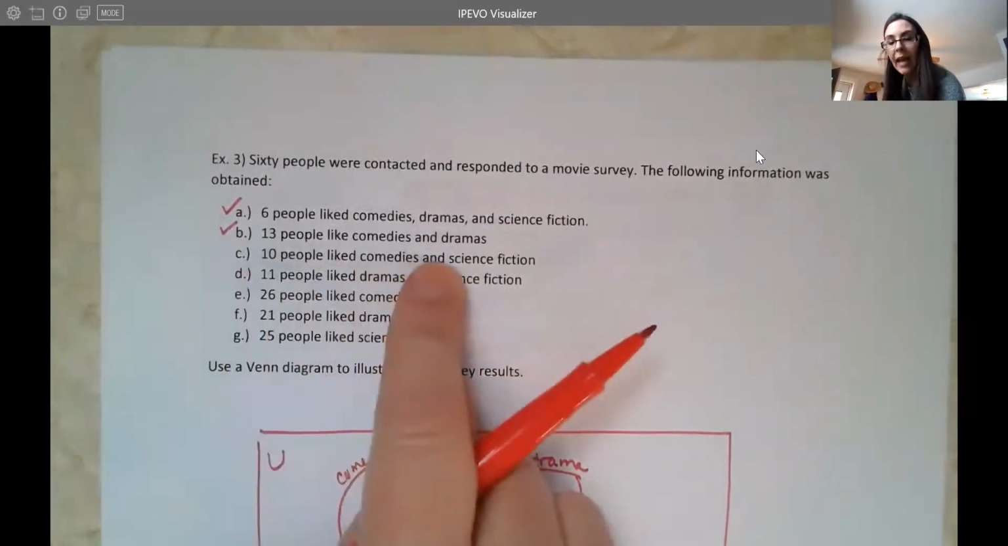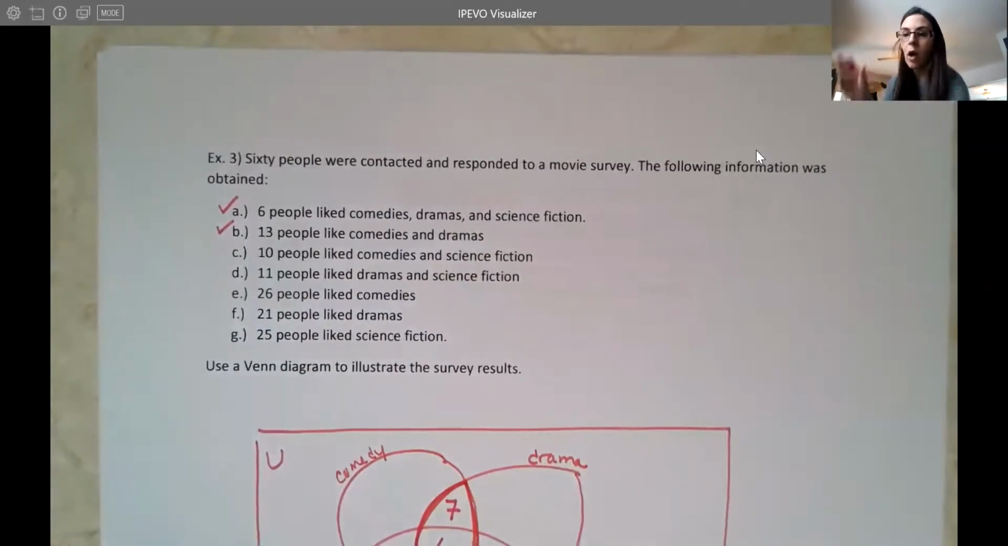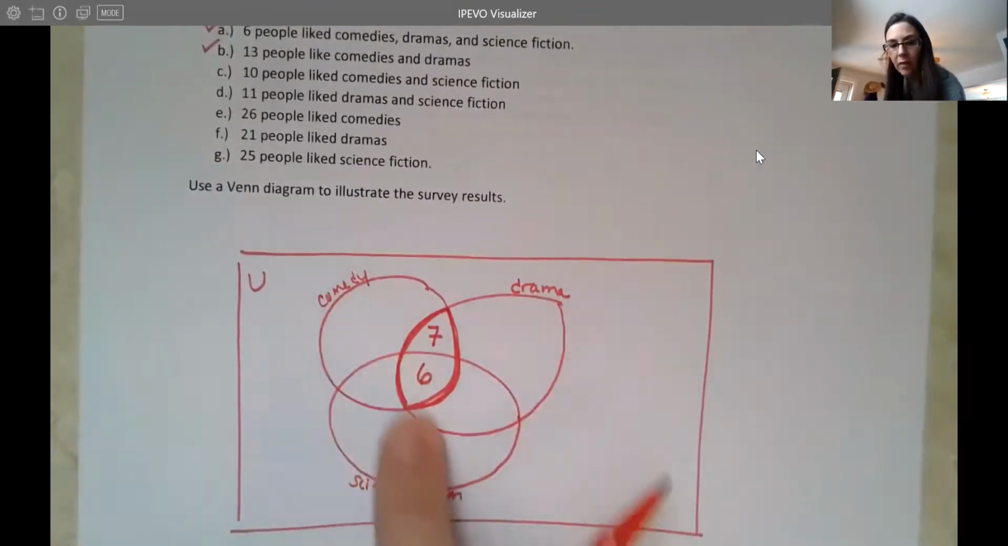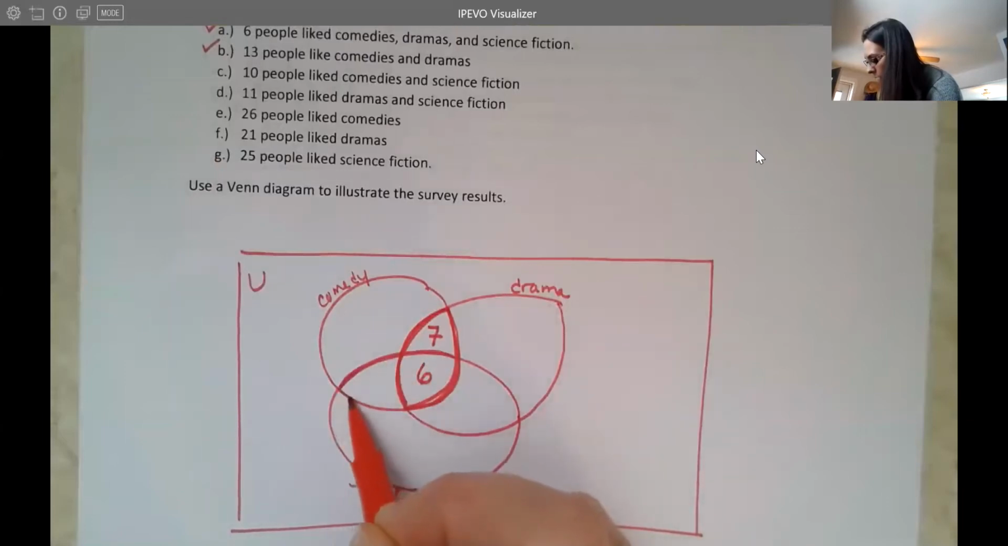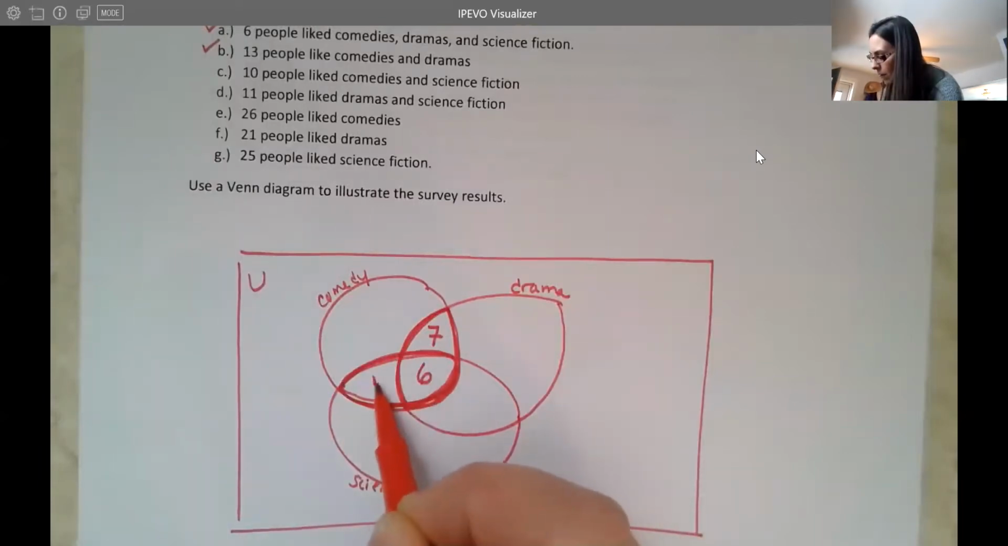Ten people like comedies and science fiction. Again, it's kind of tough to read, but it's not 10 more people. It's 10 people all together, like comedies and science fiction. So here's comedy and science fiction. So here's that petal that overlaps the 2 regions, and it should be 10 all together. Well, I have 6 already, so I must be missing 4.